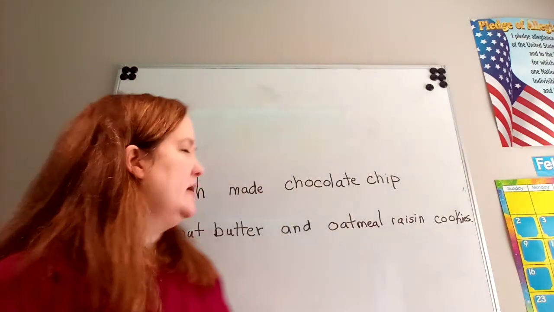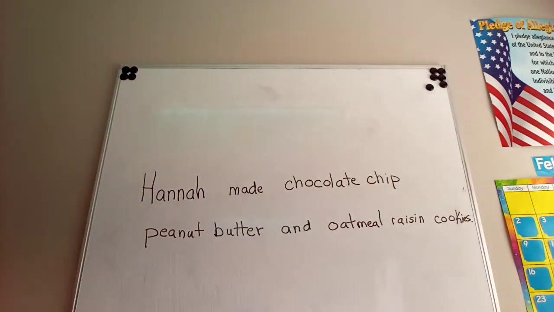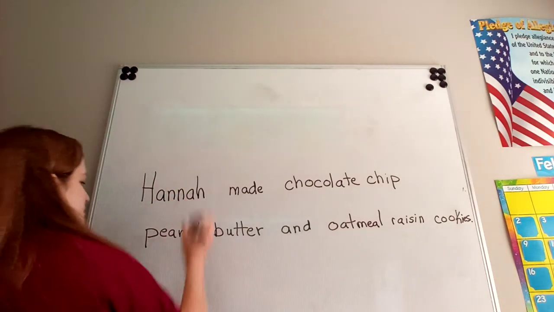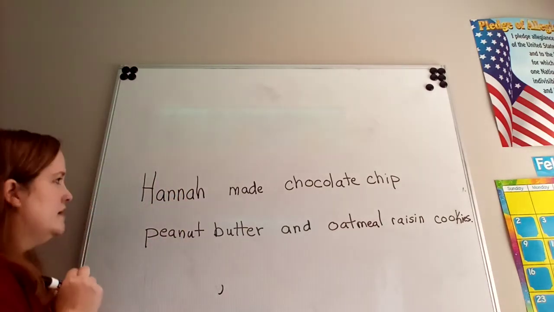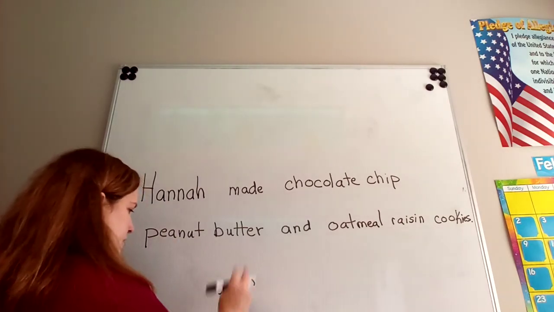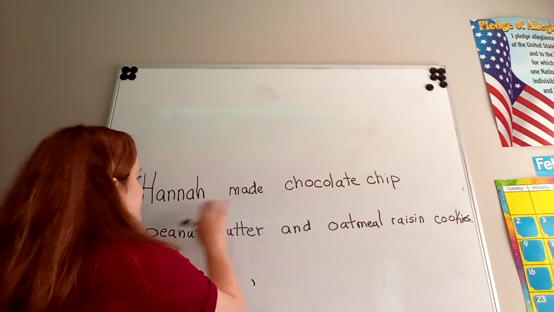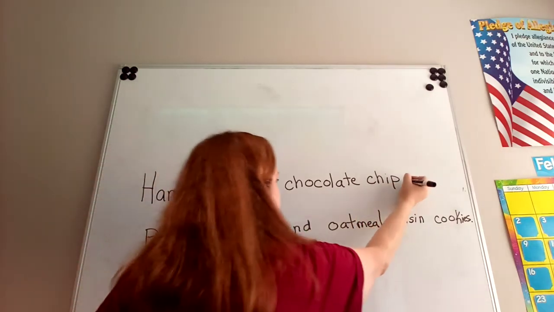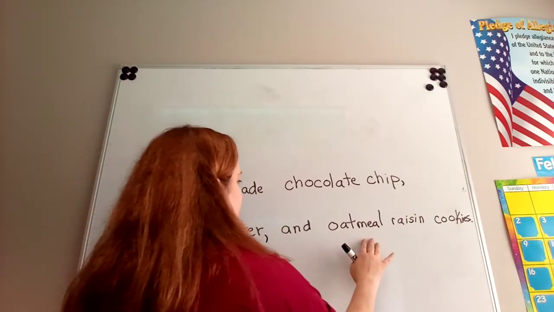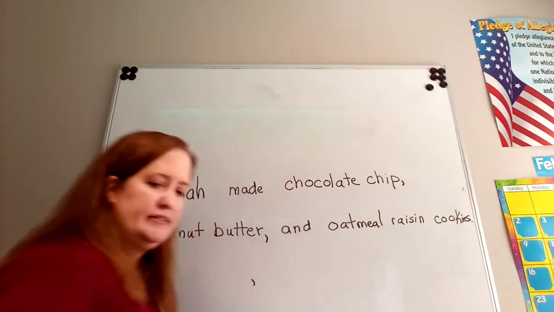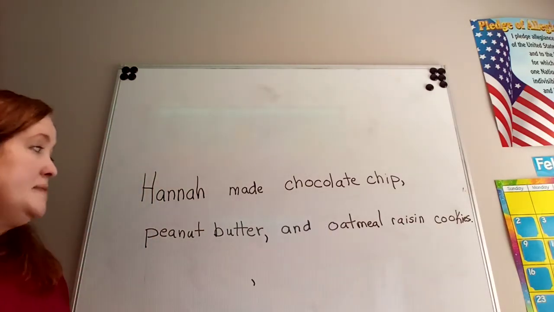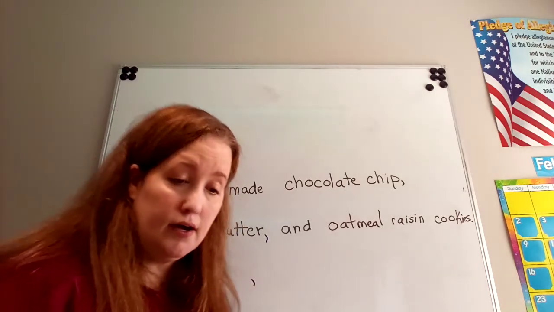We can't leave it like that. We have to separate it out and put commas. So we would put, and this is a comma, just a little curve like that. Hannah made chocolate chip, comma, peanut butter, comma, and oatmeal raisin cookies. We separated the types of cookies by using the commas.